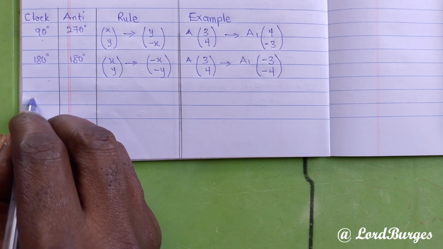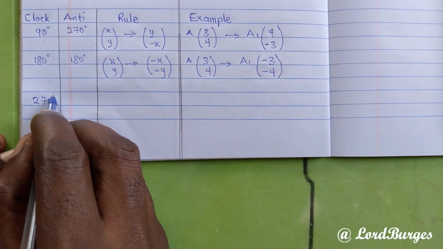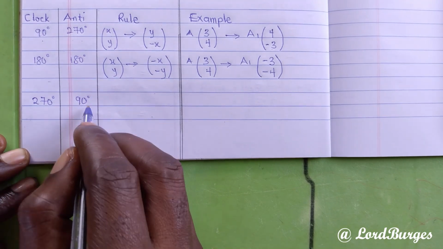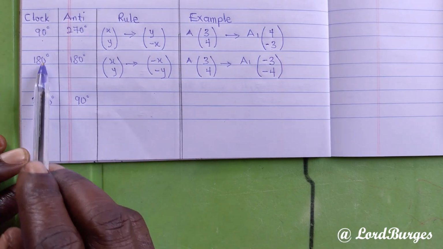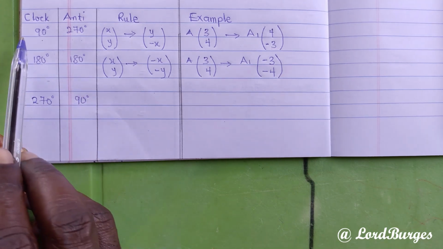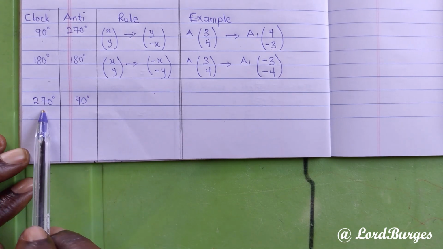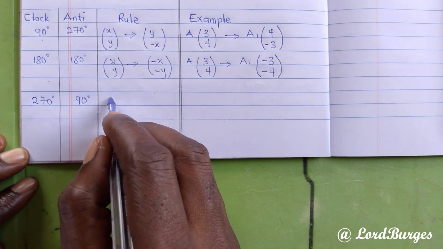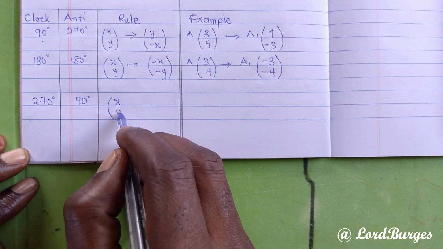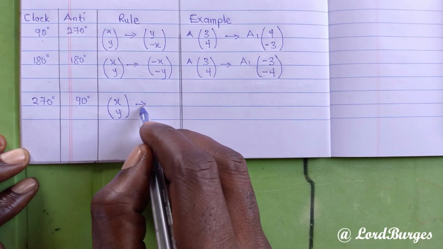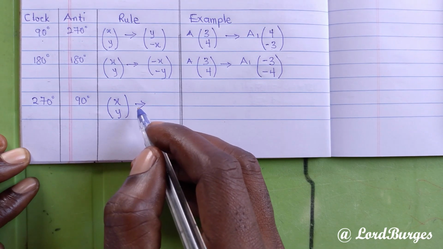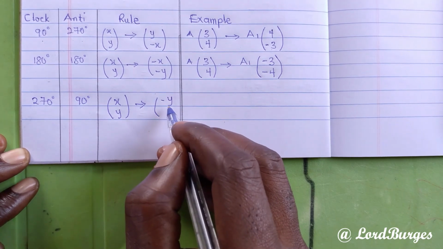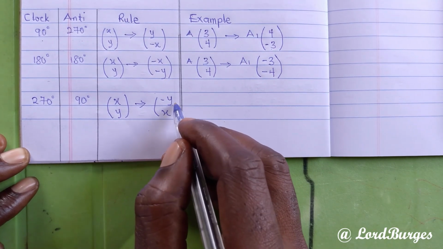Now, rotation through clockwise 270 degrees is the same as rotation through anti-clockwise 90 degrees. Therefore, we can see the whole thing is vice versa: 90, 180, 270; 270, 180, 90. The rule for that one: x, y maps to negative y, x.